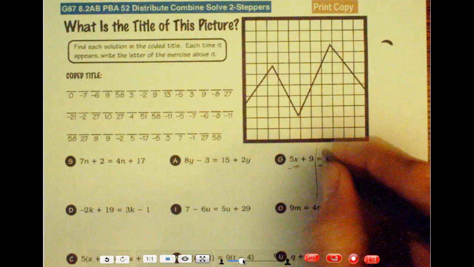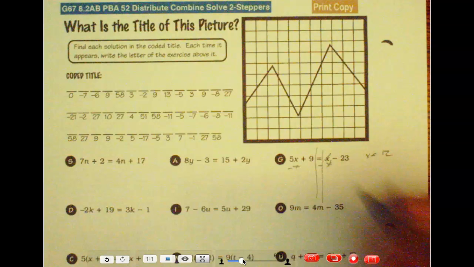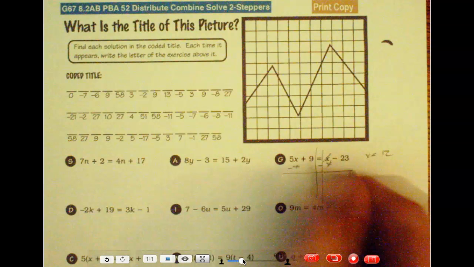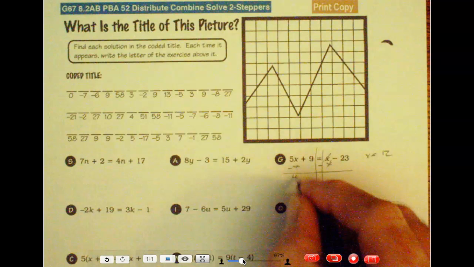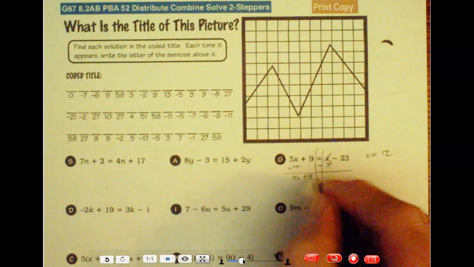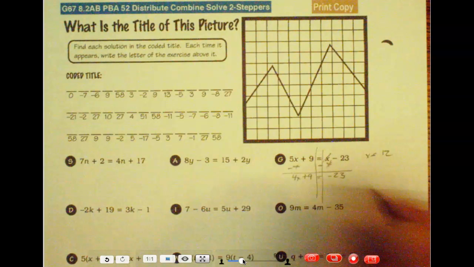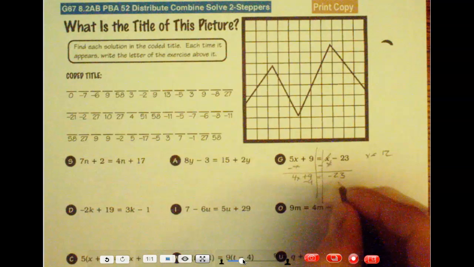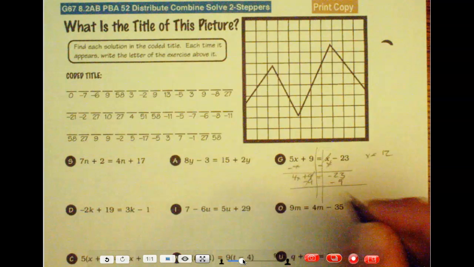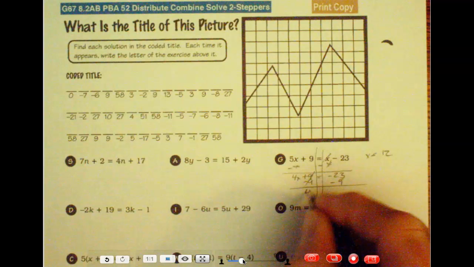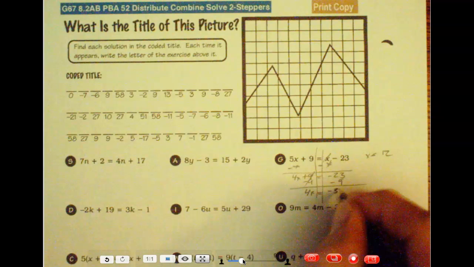Equal signs here. A positive x and a negative x cross off, leaving me over on this side with 4 x's plus 9 equaling a negative 23. Now I'm going to subtract 9 from this side. I'm going to subtract 9 from this side. Positive 9, negative 9 cross off. Now I'm left with 4 x's equal a negative 32.